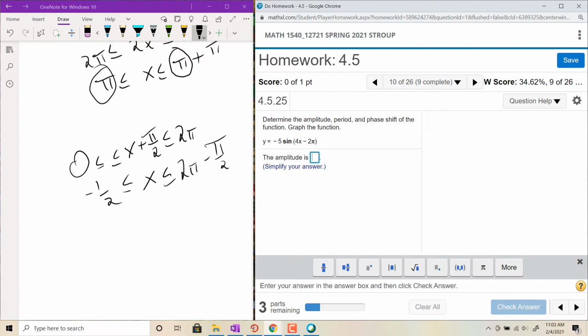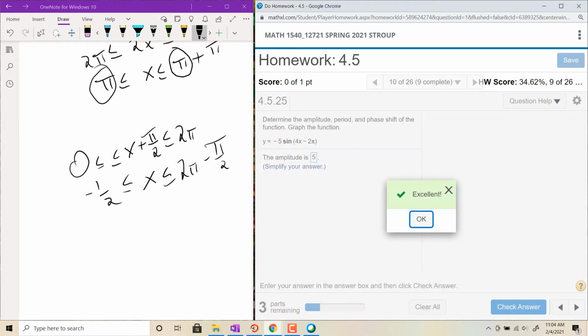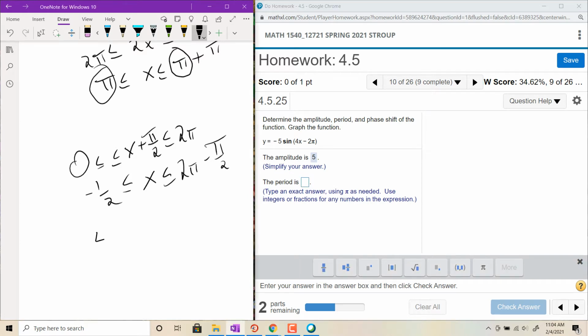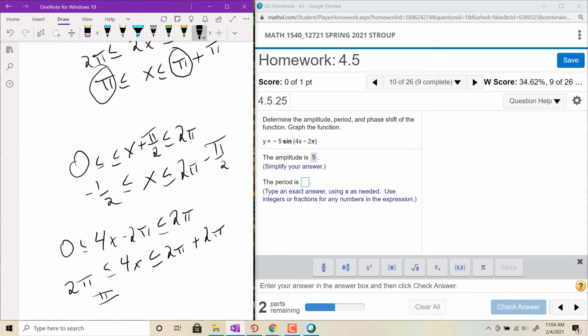What now? You know, plenty of practice, I suppose. Amplitude's 5. Okay. Period. Let's get that business out of the way. 4x minus 2 pi is equal to 2 pi, equals 0. Add 2 pi to all 3 sides. Divide all 3 sides by 4. 2 pi over 4 is pi over 2. This will be pi over 2 plus pi over 2. The phase shift is pi over 2. Period is pi over 2.